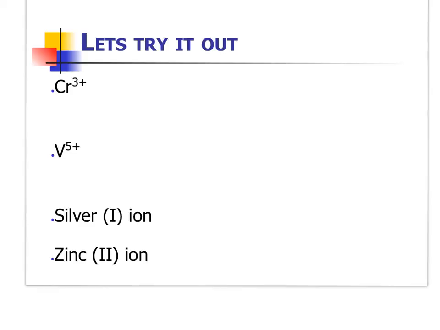So let's try out a few. We have Cr with a positive 3. Cr, if we look it up on the periodic table, is chromium. Ooh, again, not supposed to write in the highlighter. And so we have chromium.